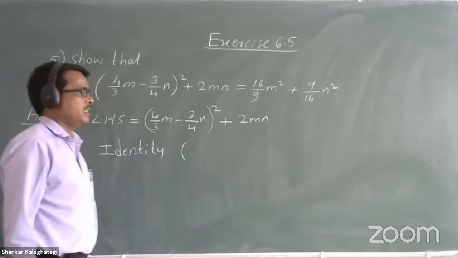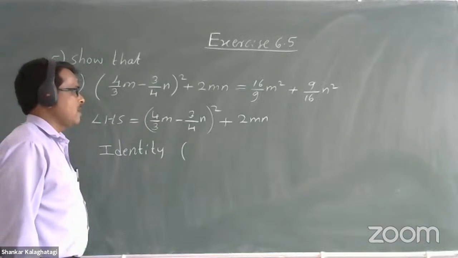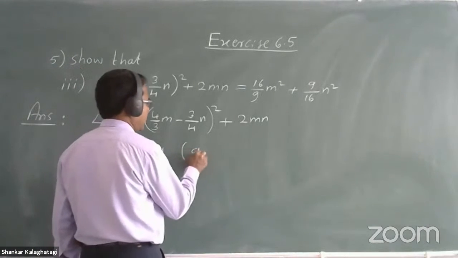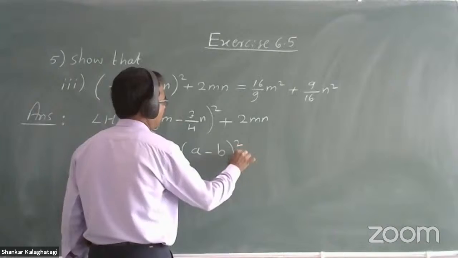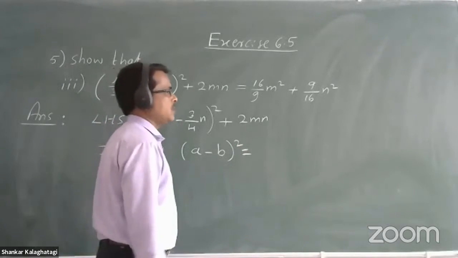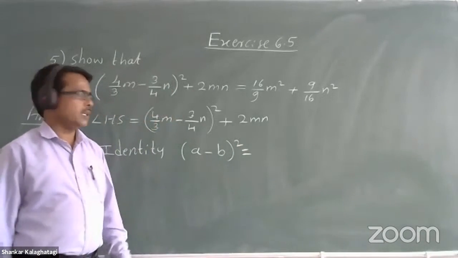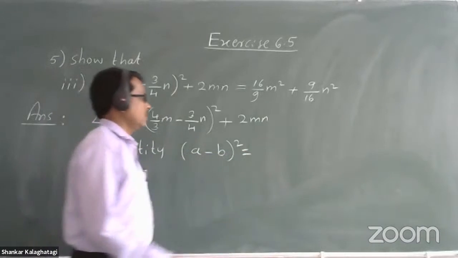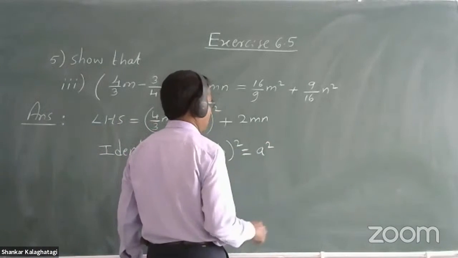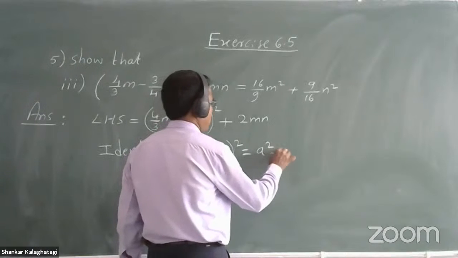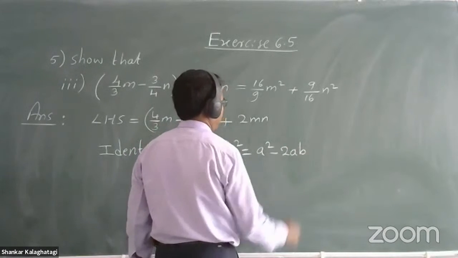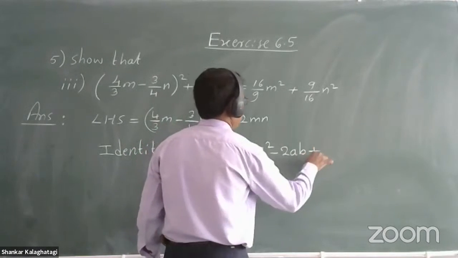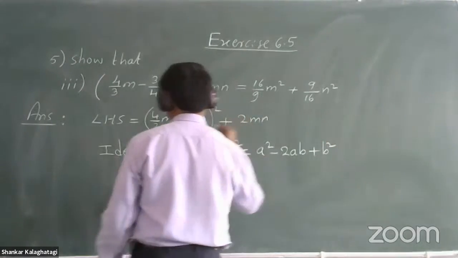A minus B bracket square. Say it, A minus B bracket square. Yes, sir. What will it be? Is equal to A square minus 2AB plus B square. Okay. Next step you should tell me.